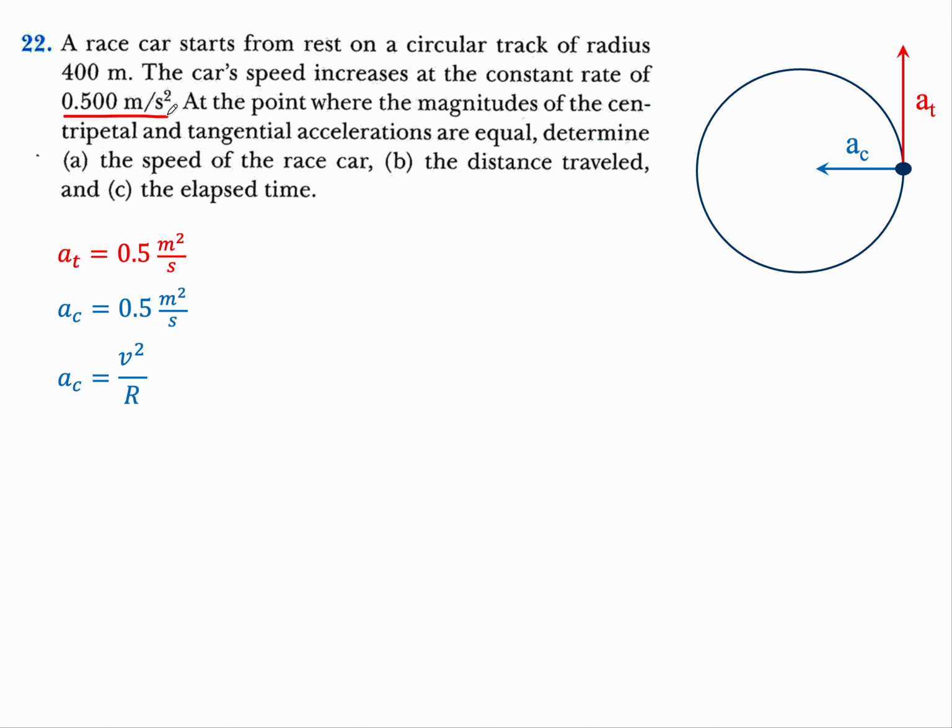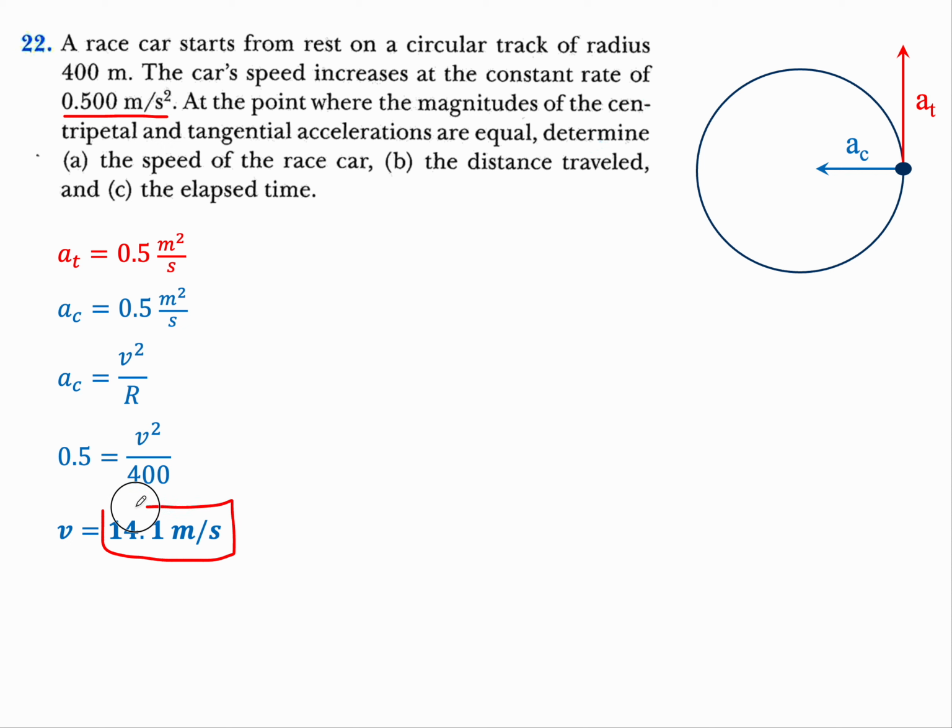To do that, we can use v squared over r because we know the centripetal acceleration is 0.5. We know the radius of the circle is 400. And if we plug that in, you'll get v equal to the square root of 200, or 14.1 meters per second. So that's the answer to A.